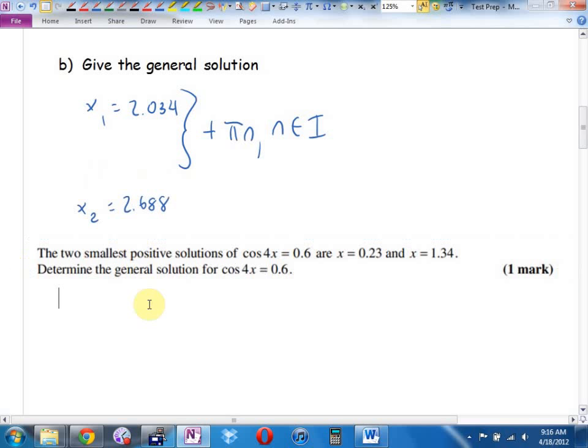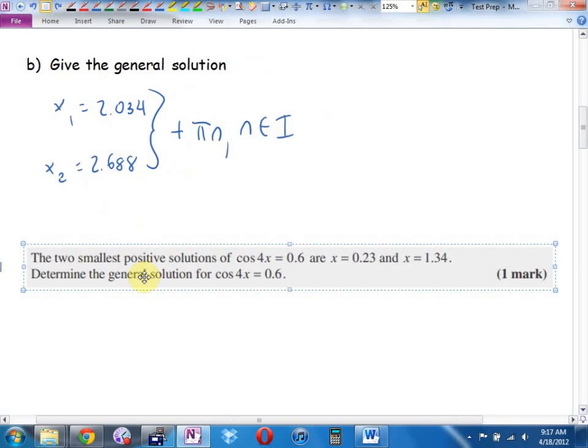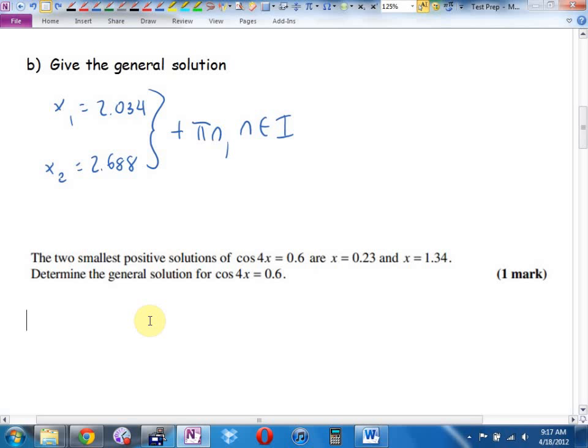Says, nope, that didn't work. Leave it. The 2 smallest positive solutions of the cosine of 4x equals 0.6 are 0.23 and 1.34. Determine the general solution. I ripped this from an old provincial. This is meant to be really, really easy. But for some reason, kids find this really tough because the wording is strange.